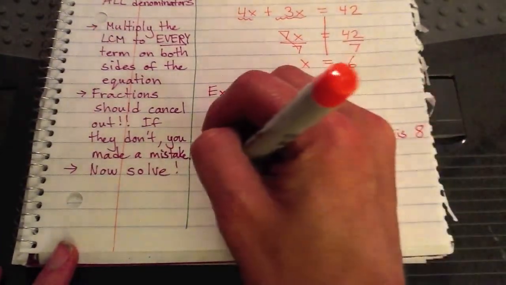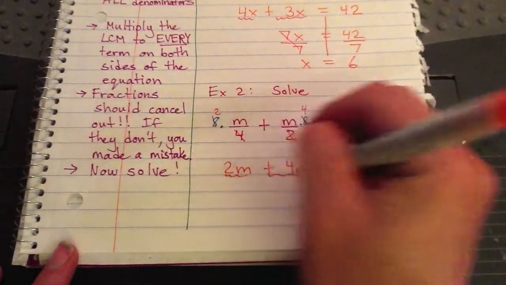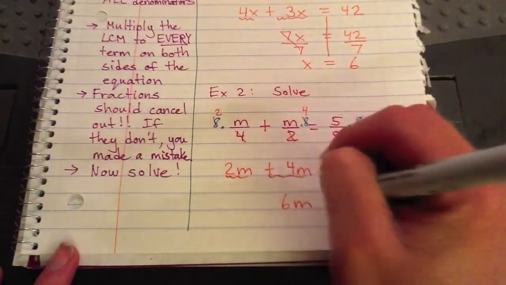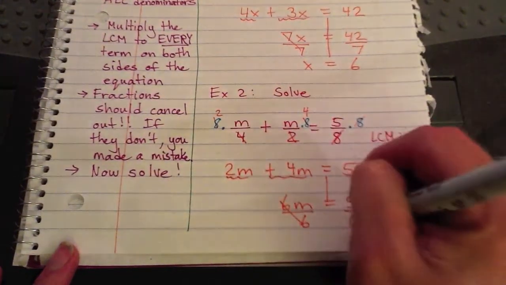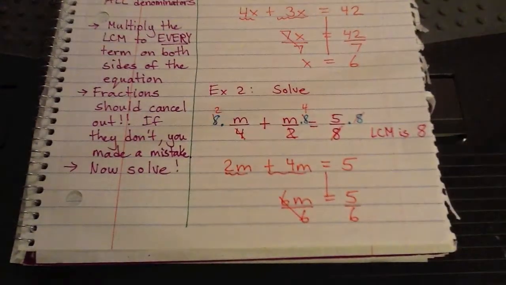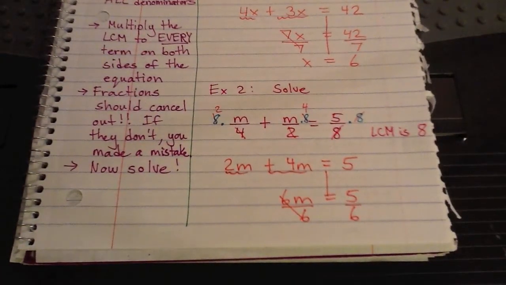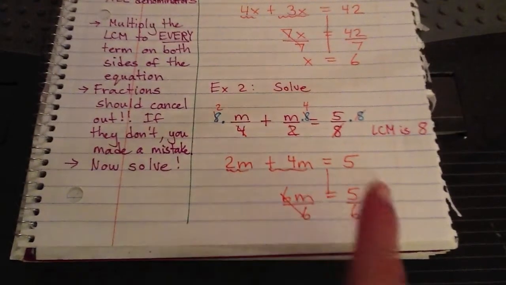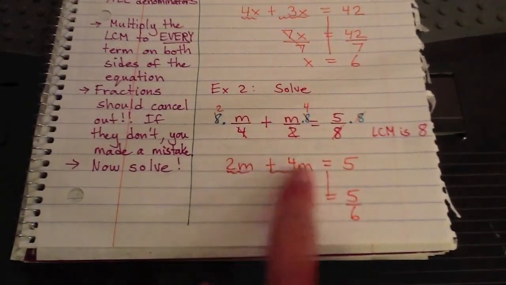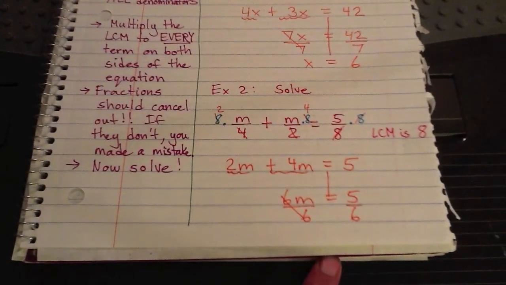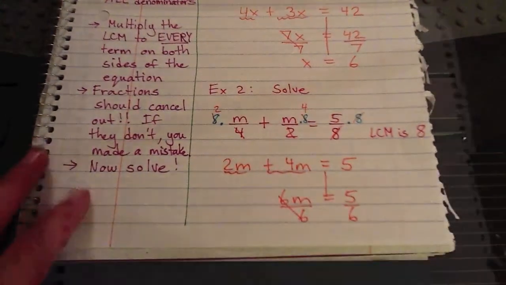Now I have like terms here, so I add them up. I get 6m equals 5. Divide both sides by 6. m equals 5 over 6. So your answer is 5 over 6. This is what I was talking about in the last one. You can have a fraction in your answer, but it was still a lot easier to solve the equation without the fraction in it. Alright, let's try one more.